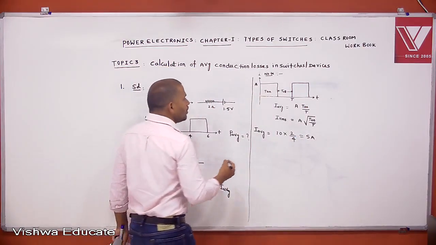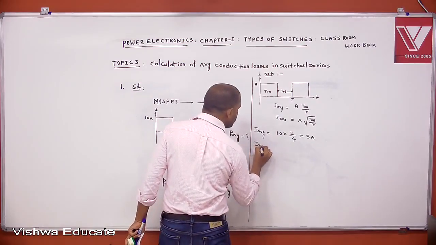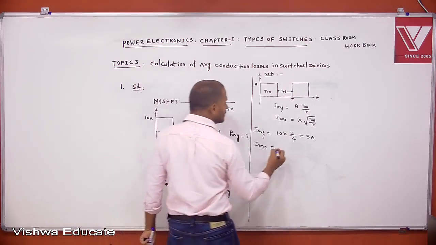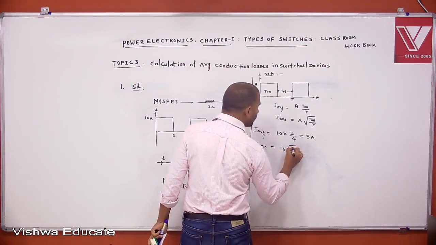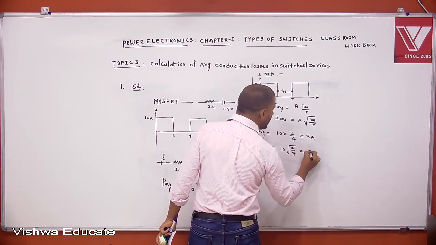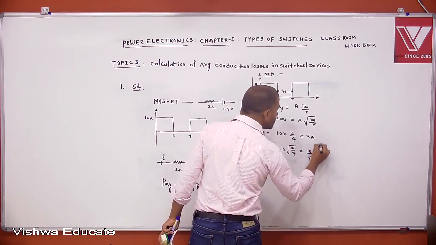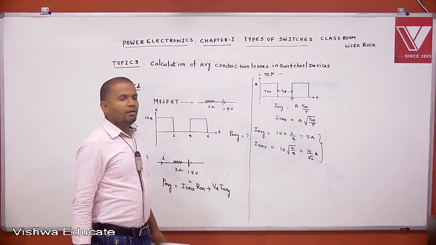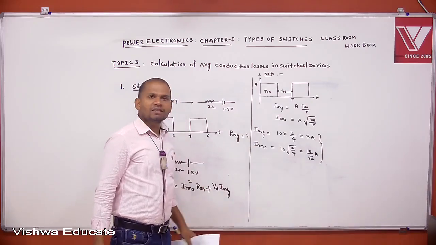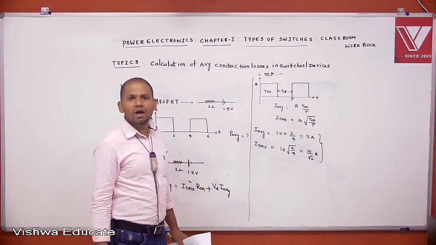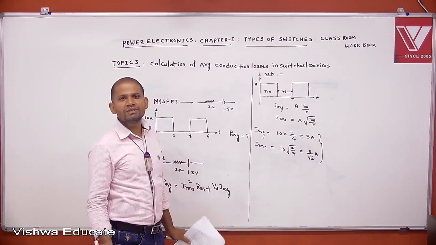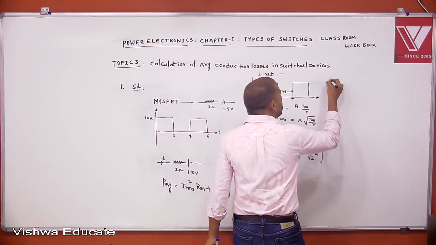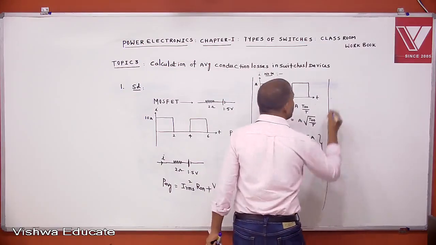Now, what is RMS? Amplitude is 10, so 10 into square root of 2 by 4. That is 10 by root 2 amperes. This is one way to calculate average and RMS values. If you are not remembering these formulas, the best method of solving average and RMS values is the integration method. You can solve like this also.